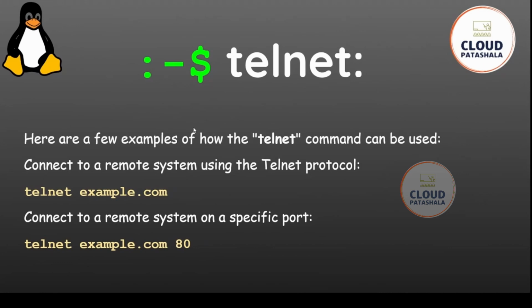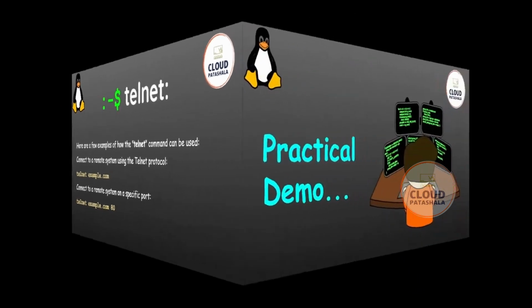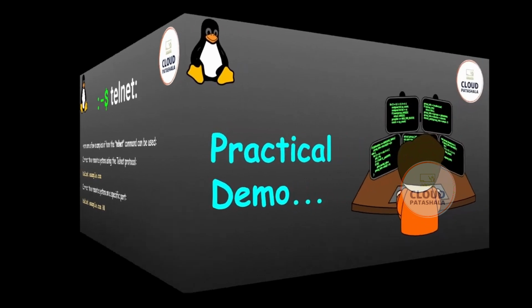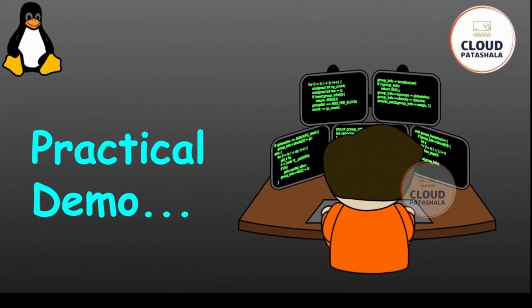Here are a few examples of how you could use the telnet command. You just have to say telnet, space, the server details. If you want to try telnet on a specific port number, you could say telnet, the server details, which could either be the host name or the IP address, and the port number. Let's look at a very quick example.